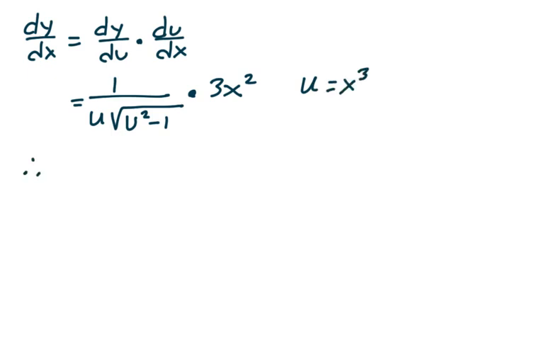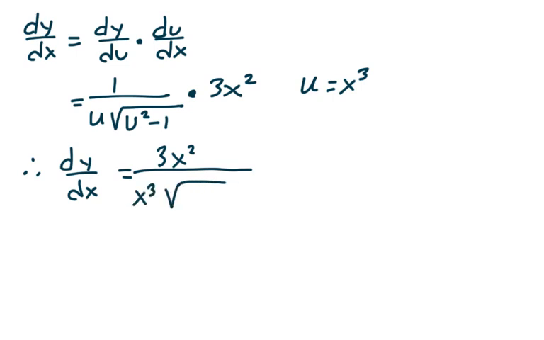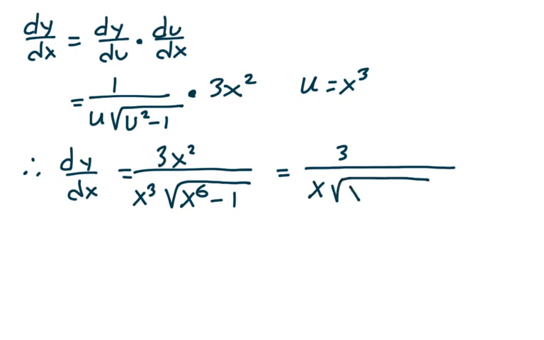So therefore, dy/dx is 3x squared over, now I'm going to get x cubed times the square root of x raised to the 6th power minus 1, which is 3 over x times the square root of x to the 6th minus 1. So it takes a bit of work to get the derivative of the inverse secant of x cubed. But once we have it, we can now go back and apply the product rule.